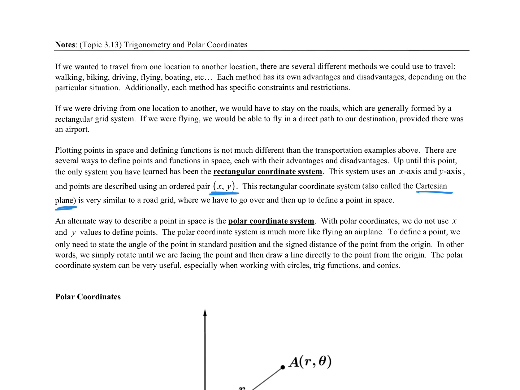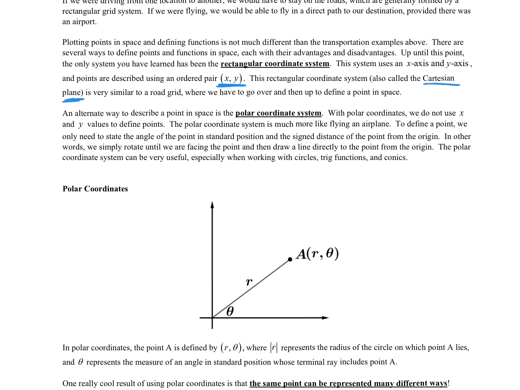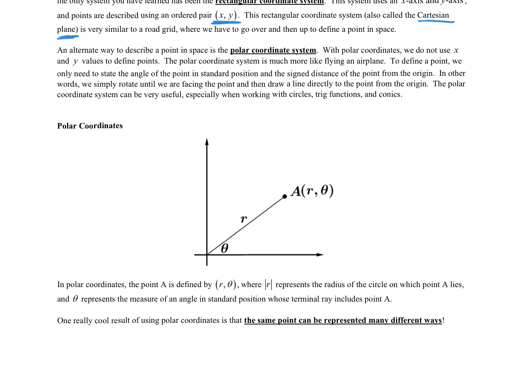An alternate way to describe a point in space is the polar coordinate system. With polar coordinates, we do not use x and y values to define points. The polar coordinate system is much like flying an airplane. To define a point, we only need to state the angle of the point in standard position and signed distance of the point from the origin. In other words, we simply rotate until we are facing the point and then draw a line directly to the point from the origin. The polar coordinate system can be very useful, especially when working with circles, trig functions, and conics.